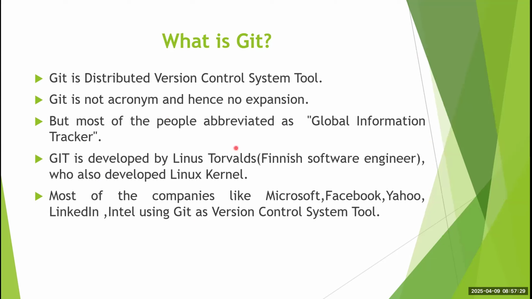Now, what is Git? Git is a distributed version control system. Git is not an acronym, hence there is no expansion. Normally many people say it is Global Information Tracker. Actually, it was developed by Linus, who also developed the Linux kernel. Most of the companies, Microsoft, Facebook, Yahoo, LinkedIn, are all using Git for their version control system, for their software configuration management. And that's the reason it is very popular.